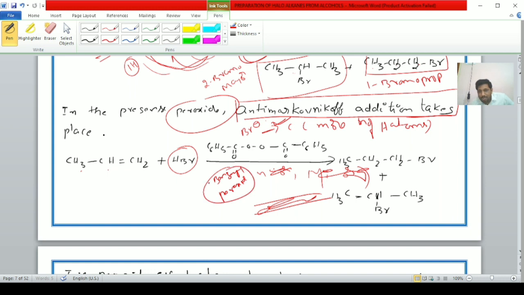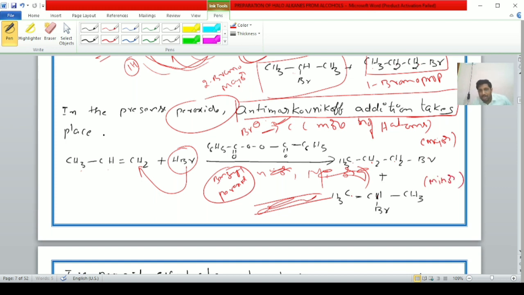In the presence of benzoyl peroxide, it can form CH3-CH2-CH2Br and CH3-CHBr-CH3. Here, bromine is added to the carbon atom having more hydrogen atoms. Hence, the first product is formed, student, which is the major product. The second is the minor product.